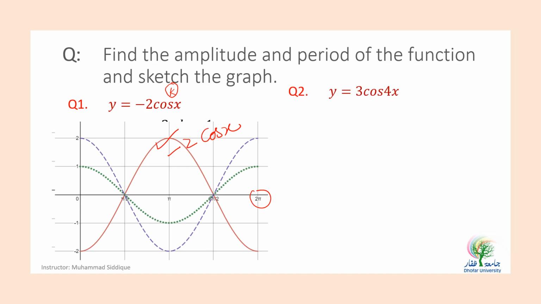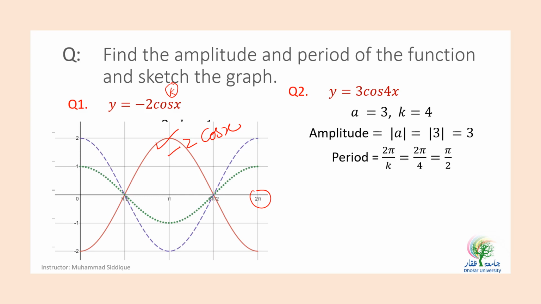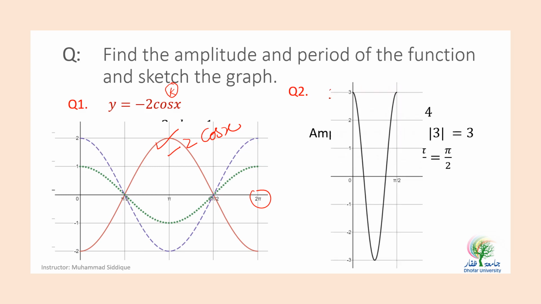Let us do another question: 3 cosine 4x. So a is 3, k is 4. The amplitude is 3, and the period is 2 pi by k, 2 pi by 4, so pi by 2. So the graph will become like this. The amplitude is 3, so the graph goes up and down like 3 and minus 3. The graph starts from 0 till pi by 2, because the period is pi by 2. So the complete graph will come between 0 and pi by 2.